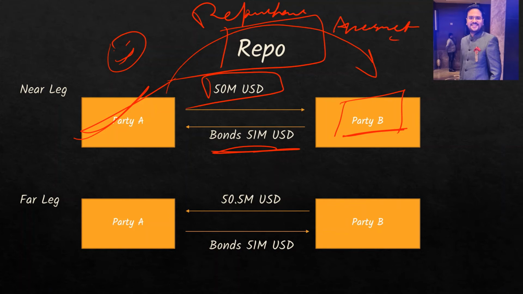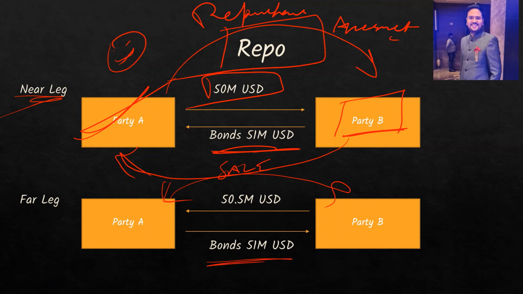So there is a repurchase agreement, and first there is a sale. First the securities are sold, and then repurchased when the amount is being paid. This is called the near leg. In the far leg, when the amount is paid back, the bonds are purchased back.